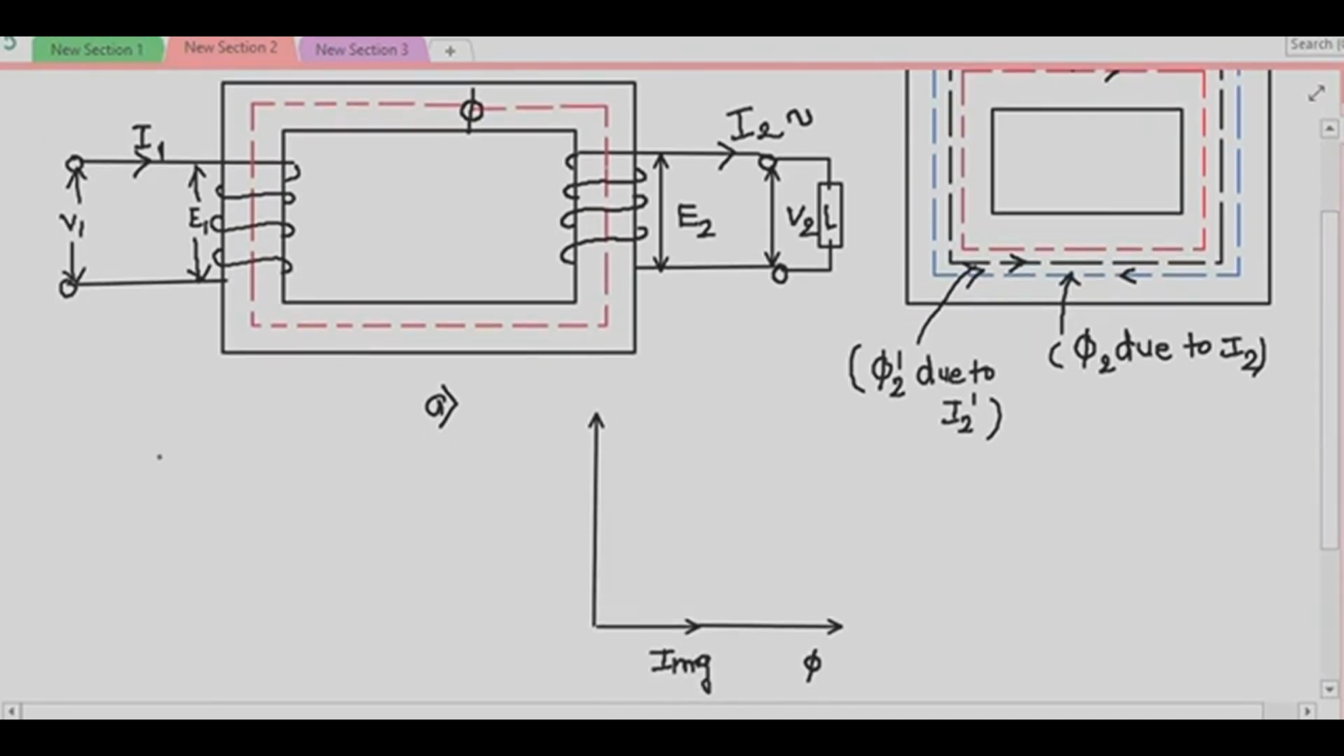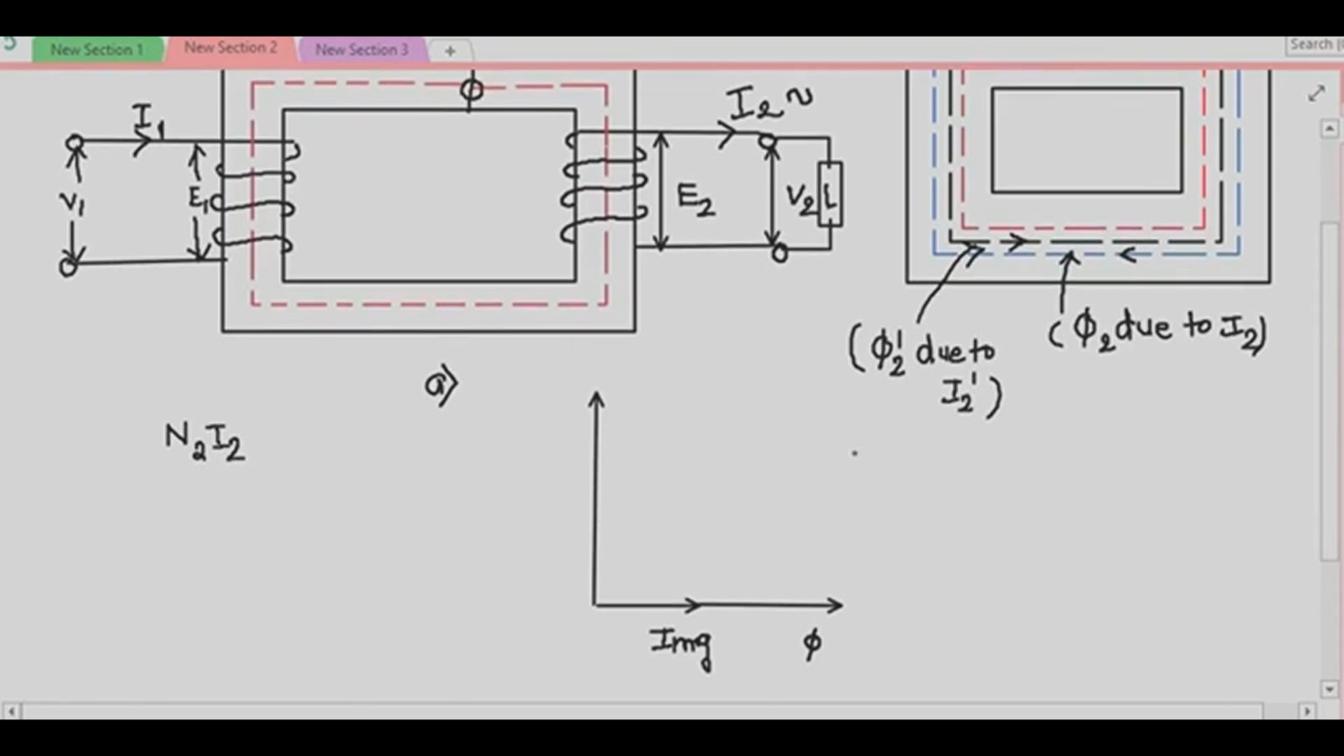MMF. What is the MMF? Product of turns and current. So what is the demagnetizing MMF? Who is producing the demagnetizing effect? Your I2. So the demagnetizing MMF is N2 into I2, because it is circulating through the secondary winding, right? So the demagnetizing effect of this current is nearly neutralized by the primary MMF, which is equal to N1 I2 dash. N1 I2 dash. So I can write down here my N2 I2 equals N1 I2 dash.